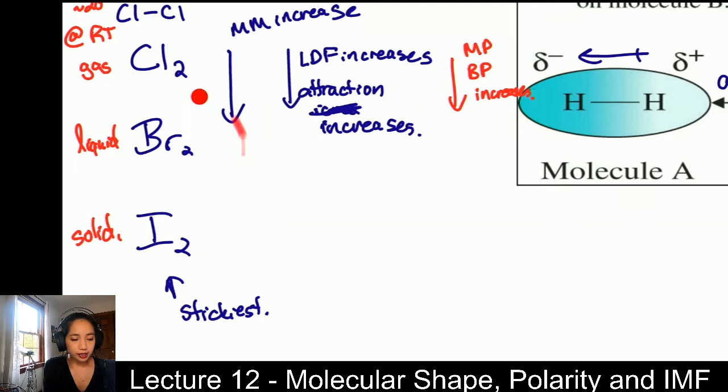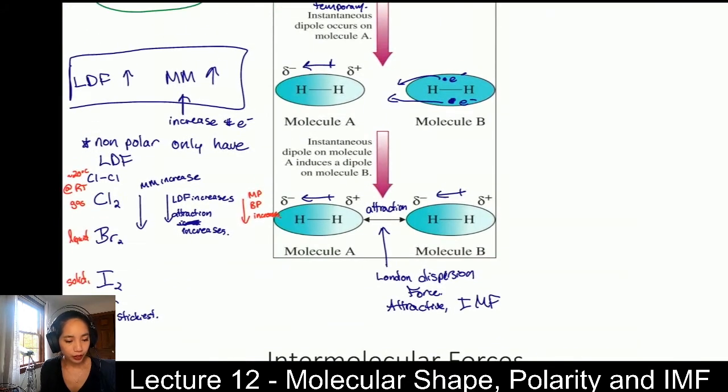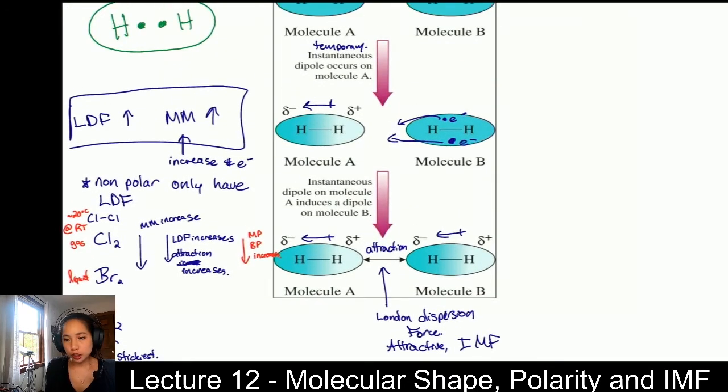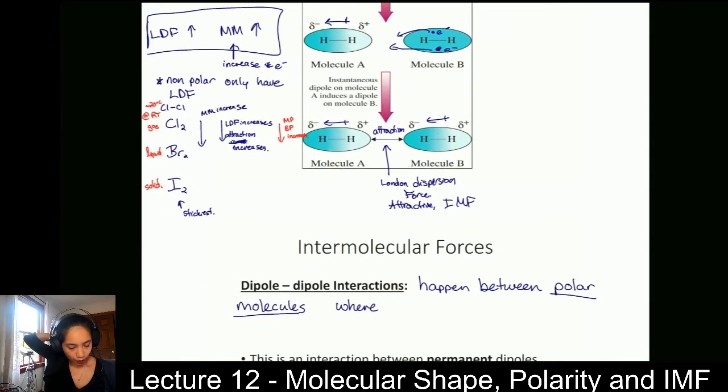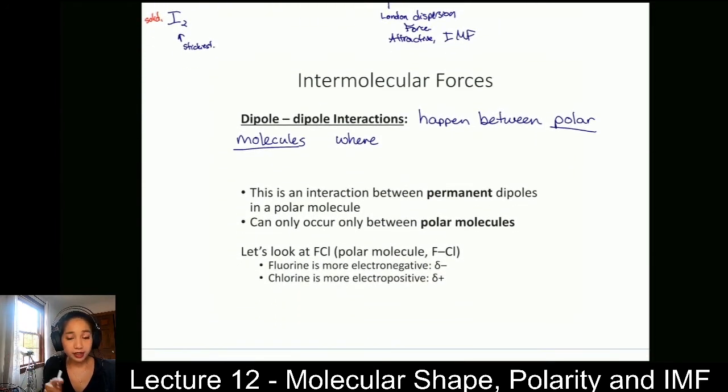So that series is a really great way to represent how London dispersion forces translate into properties, in this case the melting point and boiling point of these three different halogens. And remember, London dispersion forces come from temporary dipoles. That attraction increases when molar mass increases. All right, so we've talked about these nonpolar substances. So what about polar substances? That comes to our second intermolecular force on our list, dipole-dipole interactions.